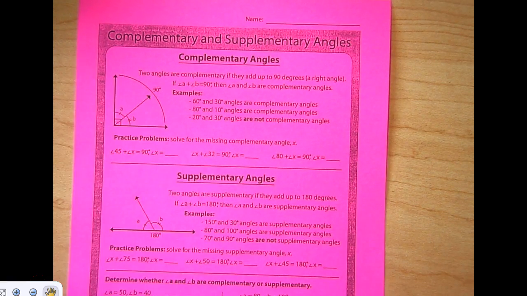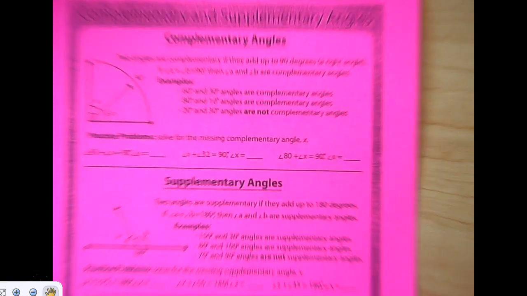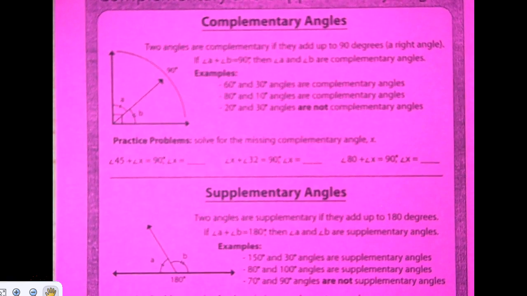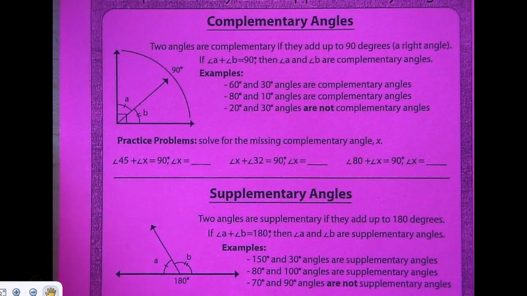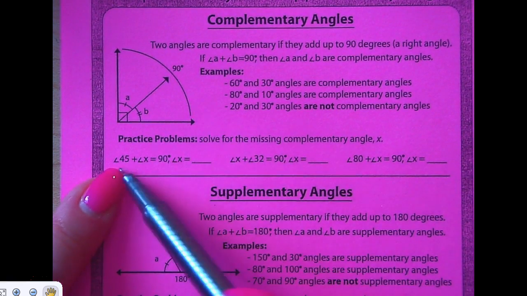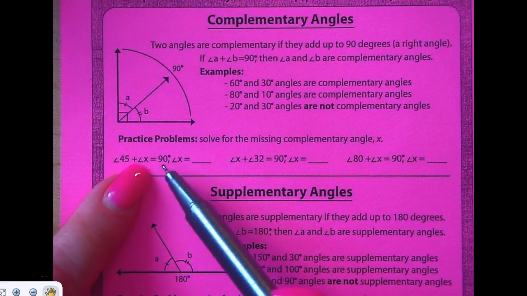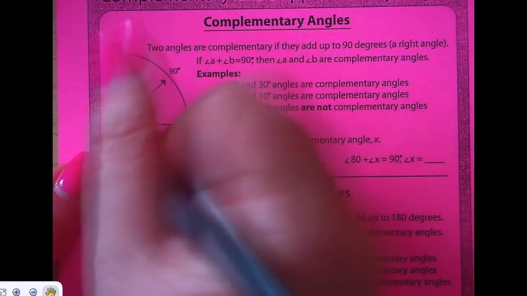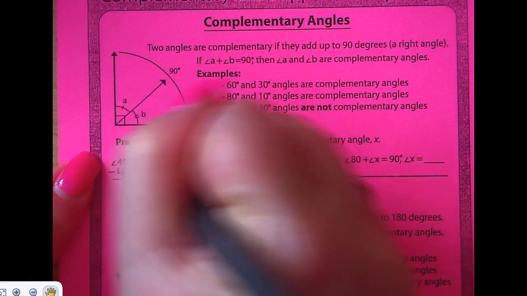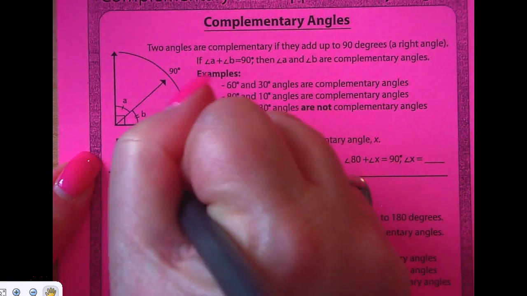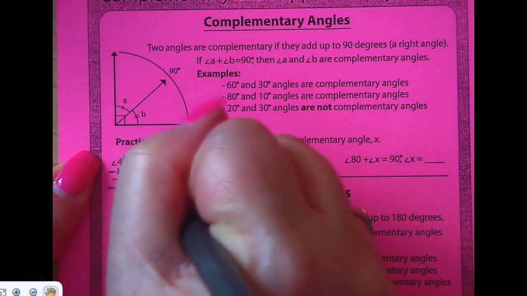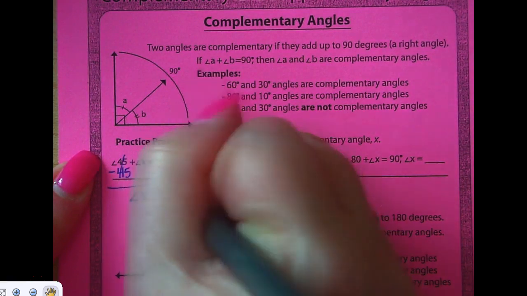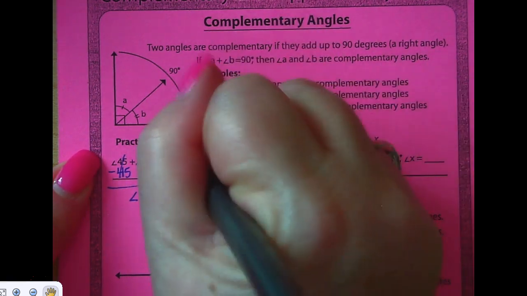So up here are some examples of complementary angles, and remember, complementary angles have to add up to 90 degrees. So if this angle is 45 degrees, we need to know the measure of the other angle. So I can say minus 45, minus 45. That would make the measure of angle X equal 45 degrees. 90 minus 45 is 45 degrees.